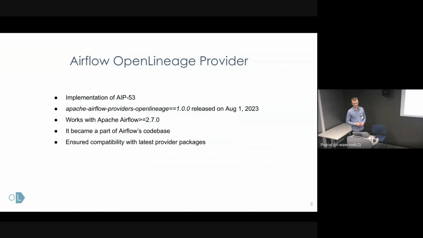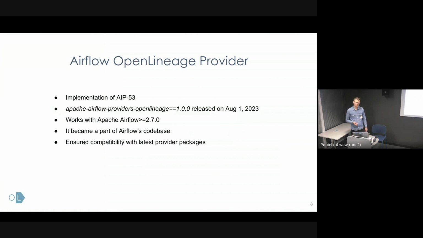So the first version of the OpenLineage provider was released on August 1st this year. It's an implementation of AIP 53 proposed by Julien Le Dem, and it works with Apache Airflow greater than 2.7. It's a huge step for OpenLineage because it became a part of Airflow's code base. And relating to what Paweł said previously, with Spark, you need to deal with different versions of Spark, Scala, Iceberg, etc. We had the same issue with Airflow and Airflow providers.